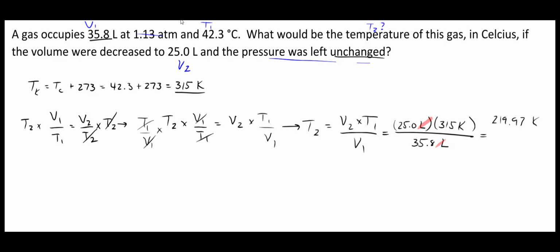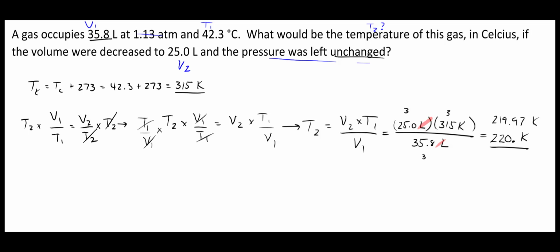And how many significant digits? Well, we have 3, and 3. So we need 3 significant digits here. If we look at the 9, next door is another 9, so that has to round up to a 0, and that causes the 1 to round up. So we have 220, and we need a decimal point to keep 3 significant digits. And the units are Kelvin. So 220 Kelvin.